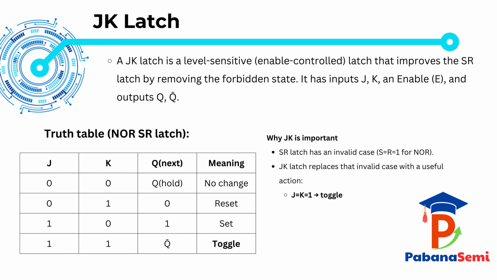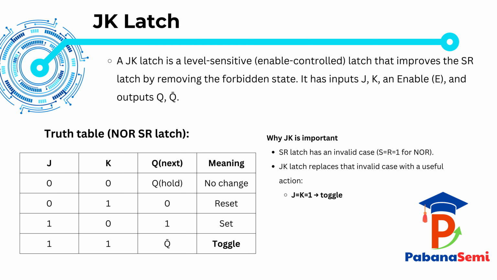The JK latch is an improved version of the SR latch. In the SR latch, the case S equals 1 and R equals 1 is invalid. But the JK latch removes that forbidden condition and replaces it with a useful operation called toggle.